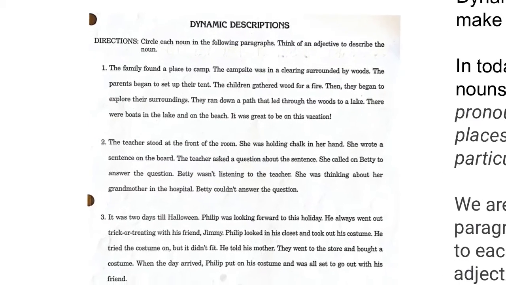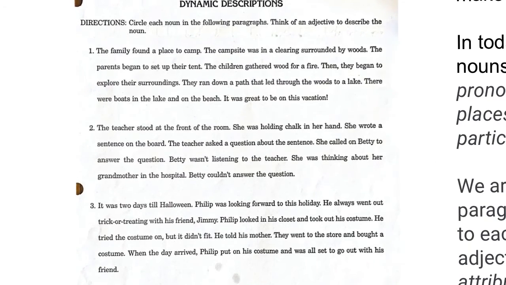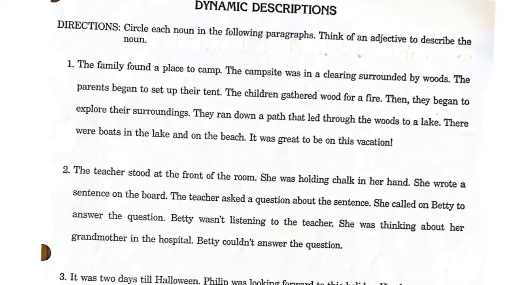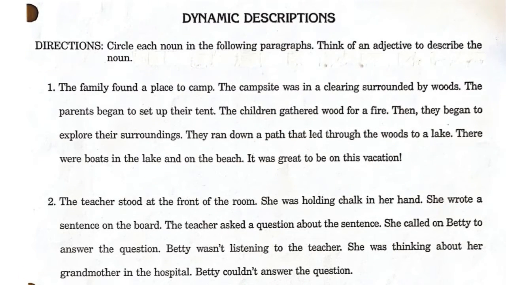So, the directions up here say, circle each noun in the following paragraphs. Think of an adjective to describe the noun. I'm going to enlarge this quite a bit. Now, you can circle, you can highlight anything to show what is the noun. I'm going to highlight it. If I read the first sentence of the first paragraph, the family found a place to camp. In this sentence, the word family is a noun and place is a noun.